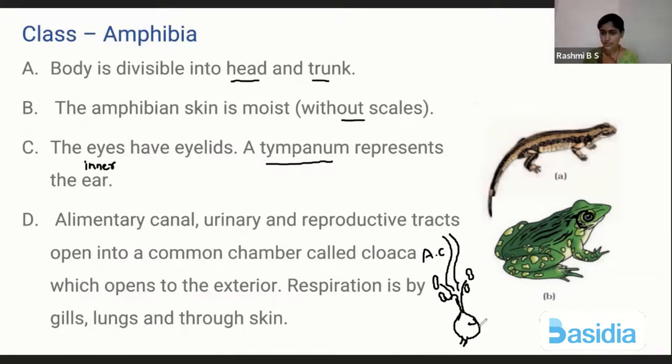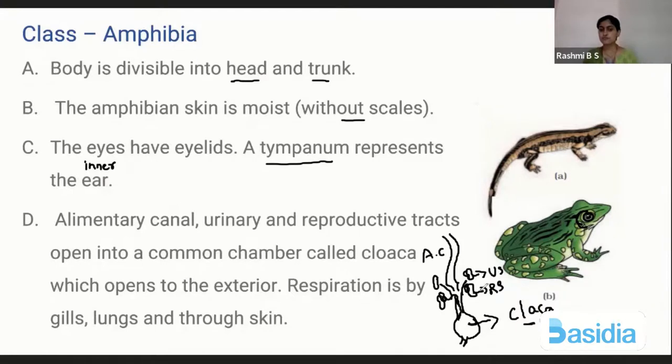All opens into a common chamber called cloaca. This is very important. What is cloaca? Your alimentary canal and urination. So the urine formed from the kidney, that is the urinary system, and the reproductive system, RS. I'm writing it as RS. The reproductive system, all are just merging into the same chamber, the same opening called cloaca.